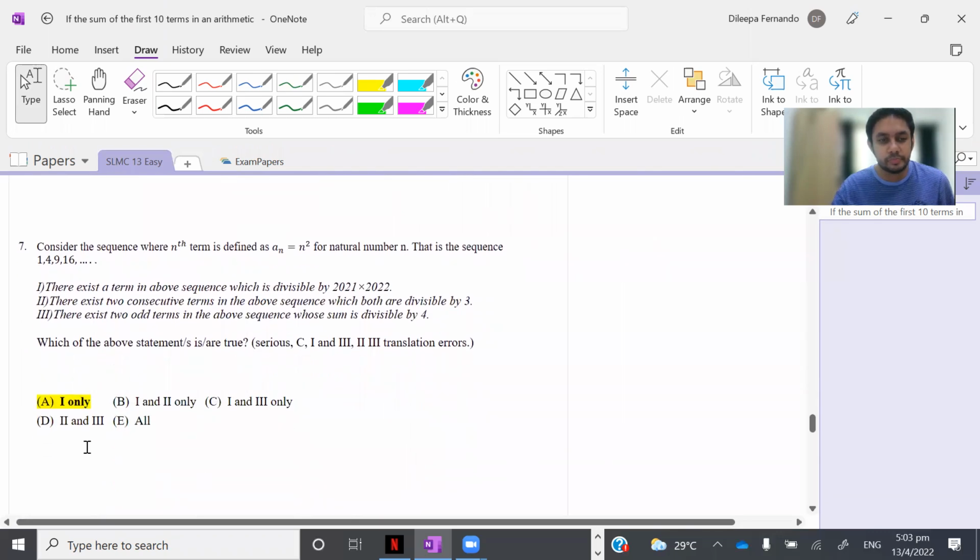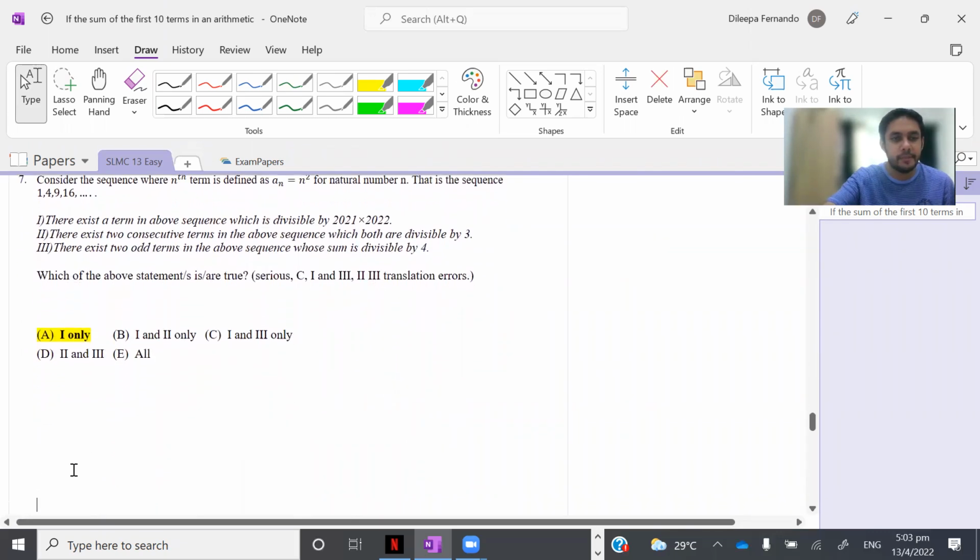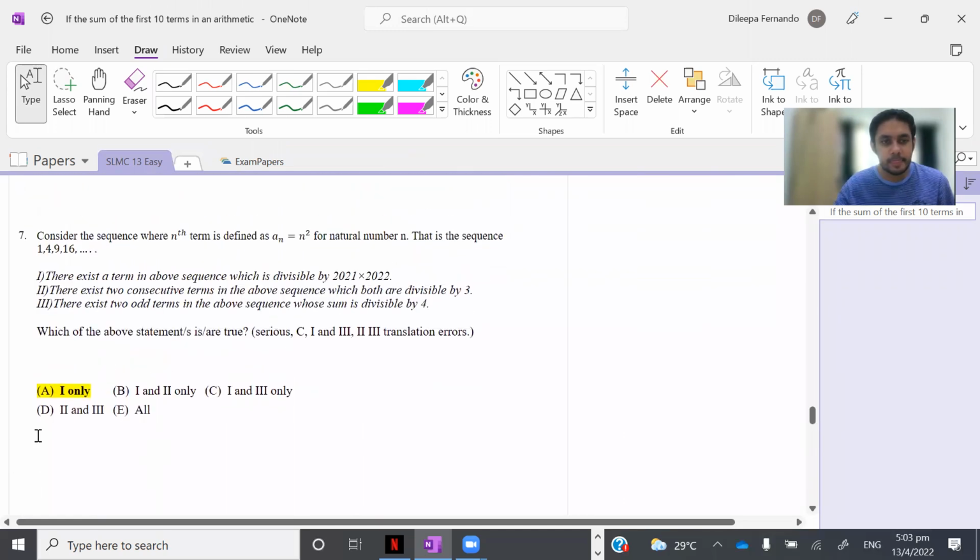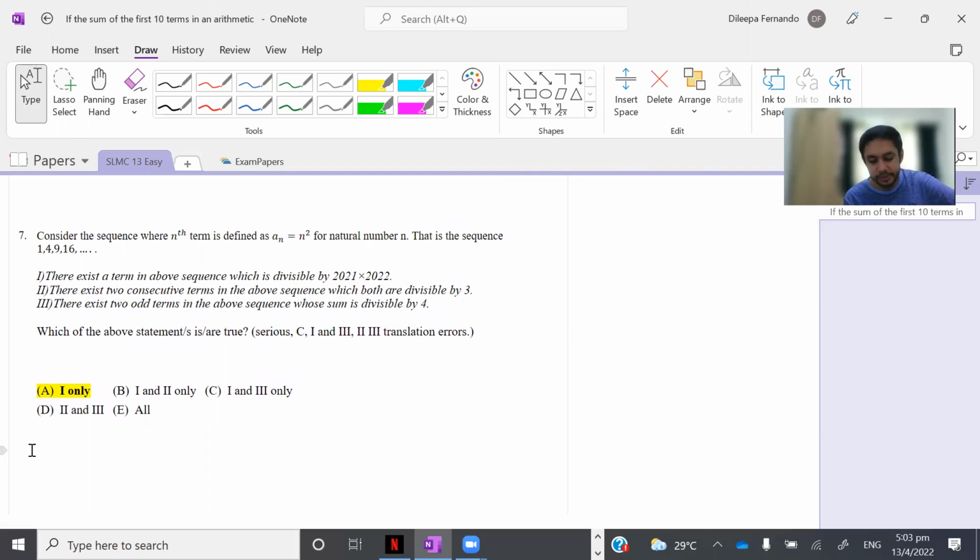Okay, now question 7. Consider the sequence where the n-th term is defined as a_n equals n squared for natural number n, starting with n equals 1. So that's the sequence of square numbers, the perfect squares. You have to consider three statements. First statement: there is a term in the above sequence which is divisible by 2021 into 2022.